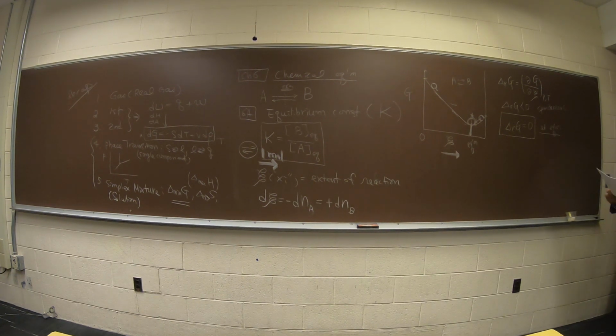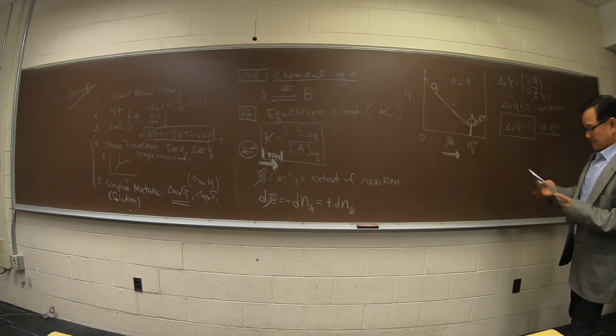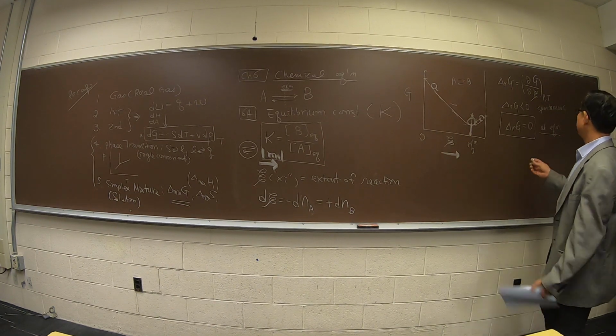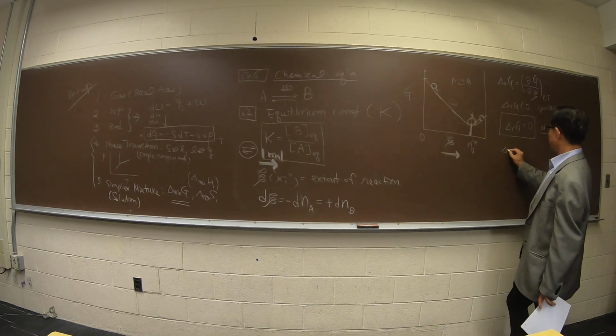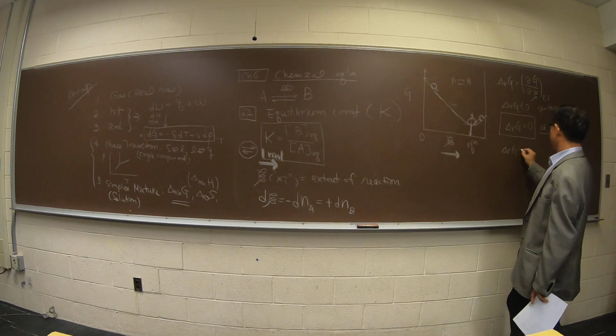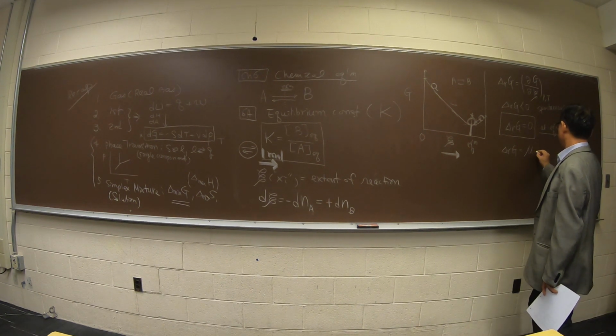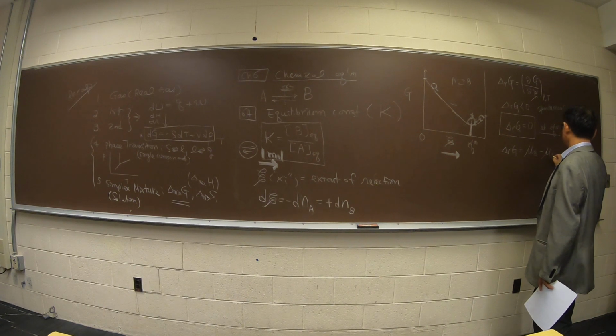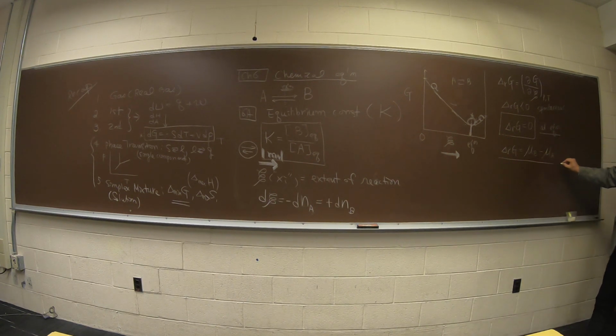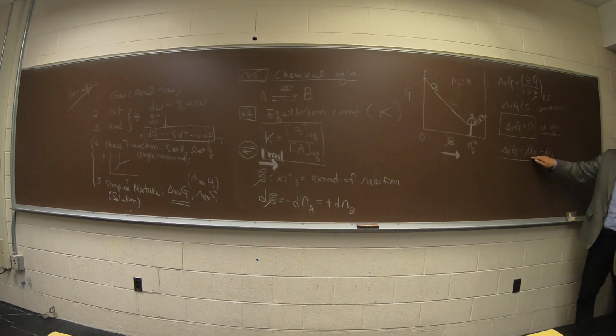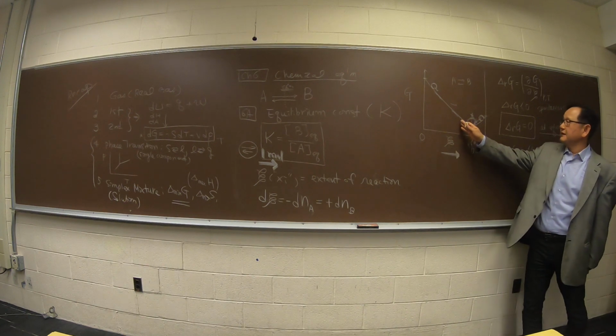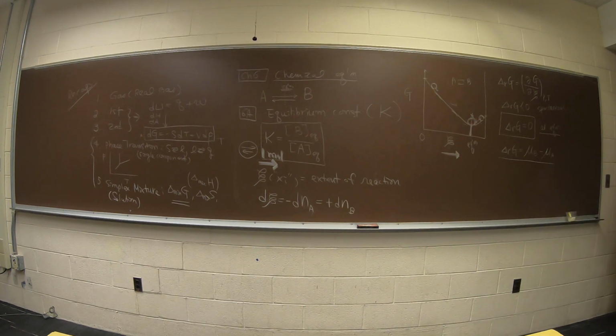Also, you can say, I guess this is also true. This is another equation shown in the textbook. You have the chemical potential of B minus the chemical potential of A. That's the difference, giving delta G at any position.